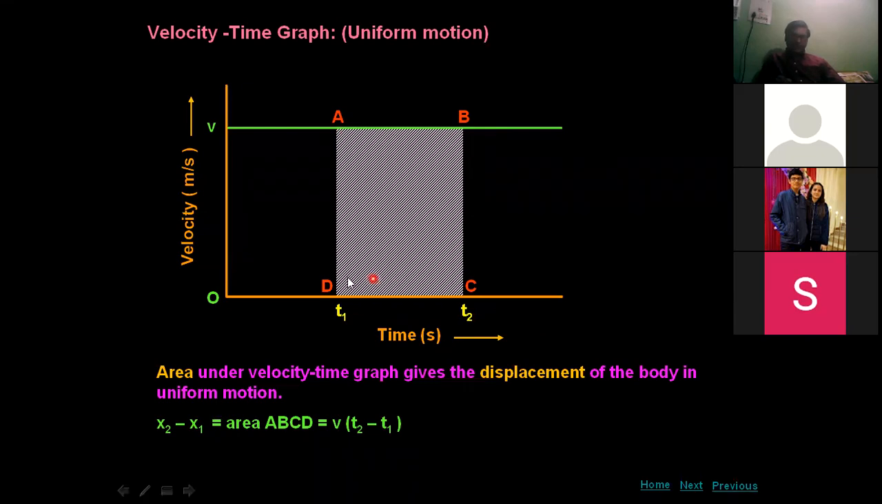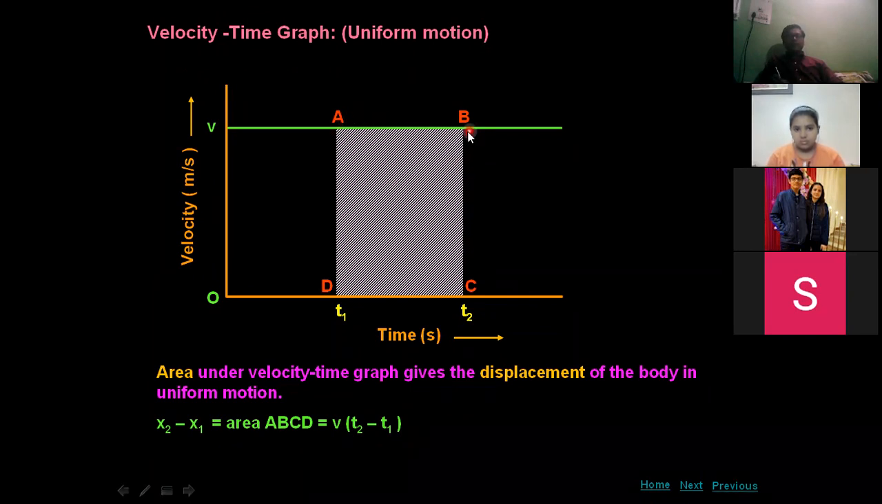So the area of this rectangle represents what? The magnitude of the displacement. So we have to calculate the area of a rectangle. It is length into breadth. See, if I ask you what is the length and the breadth, if I say what is side AB, side AB or side CD, I can take one of the sides, side AB or side CD.